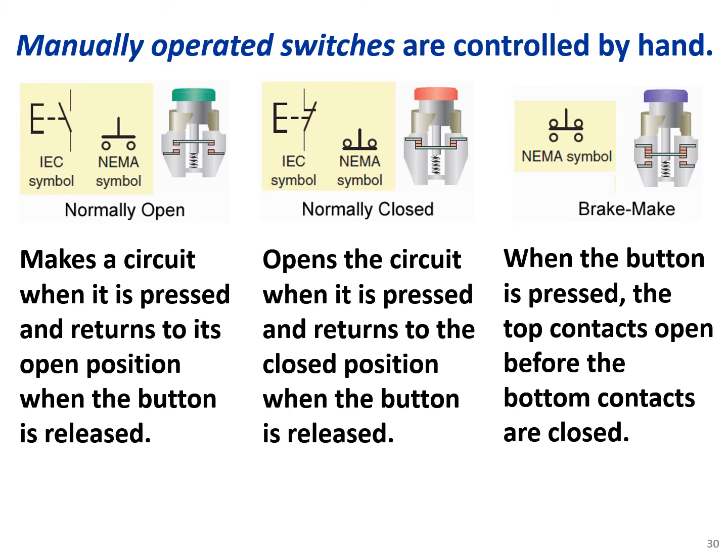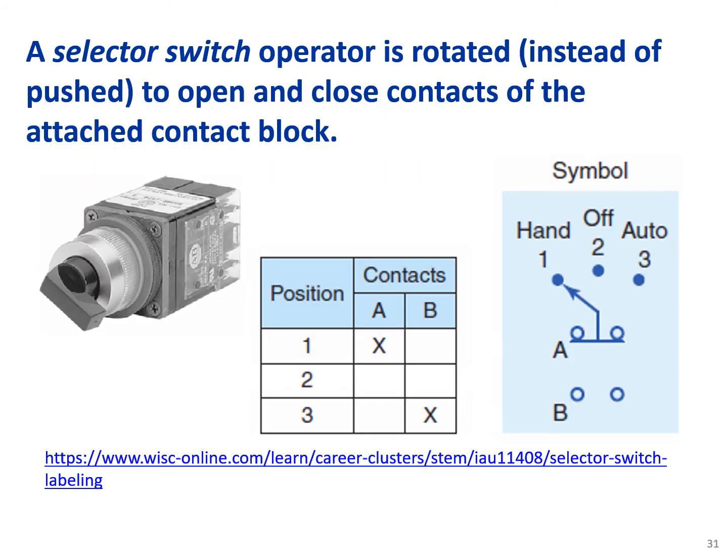When the button is pressed, the top contacts open before the bottom contacts are closed. So it really depends on our wiring and on our circuit, and it could act like a normally open or normally closed circuit. Or it could basically switch us between two possible positions.